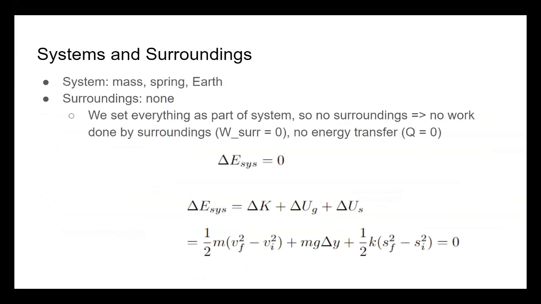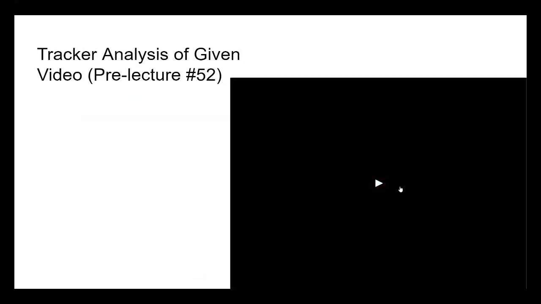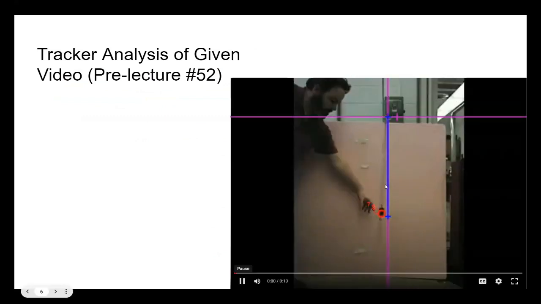We can say that the work done by the surroundings is zero because there are no surroundings, and there's no energy transfer because, again, there are no surroundings. And this results in the equations that you see. So our delta E of the system, which in this case adds up the three energies I talked about before, has to equal zero.